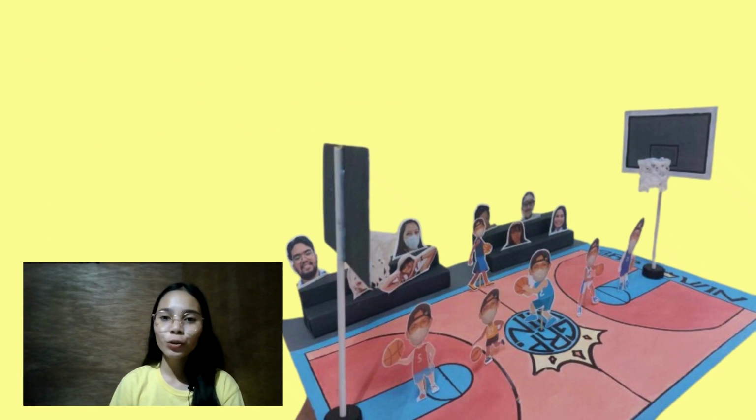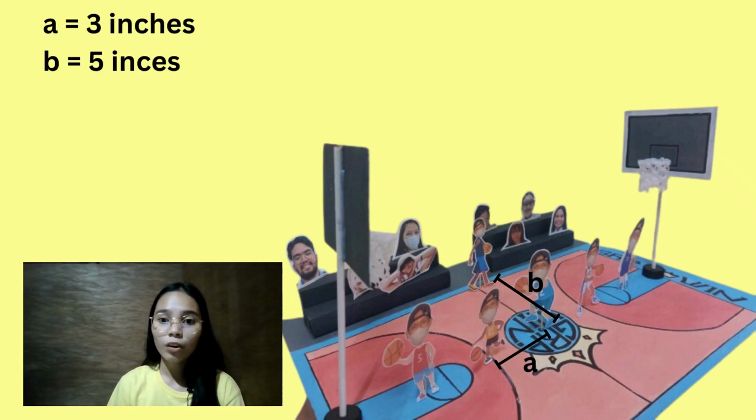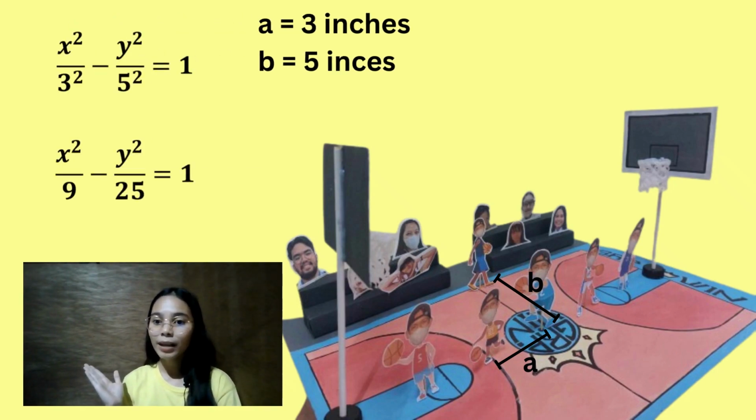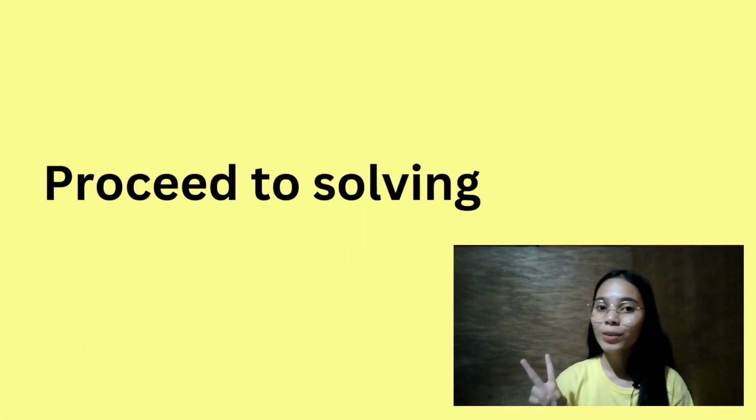Second, we assume the values of a and b. We know that a is the distance from the center to the vertices, while b is the distance from the center to the co-vertices. Since we have limited space in our illustration board, we assume that the value of a is 3 inches, while the value of b is 5 inches, so it will not be too far or too near from the center. By assuming those values, we have the equation x squared over 9 minus y squared over 25 equals 1.